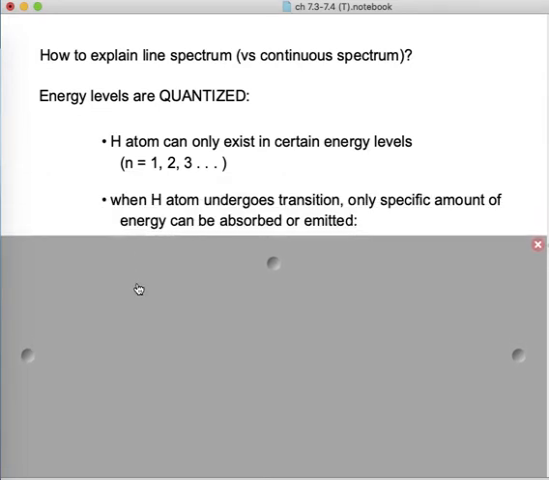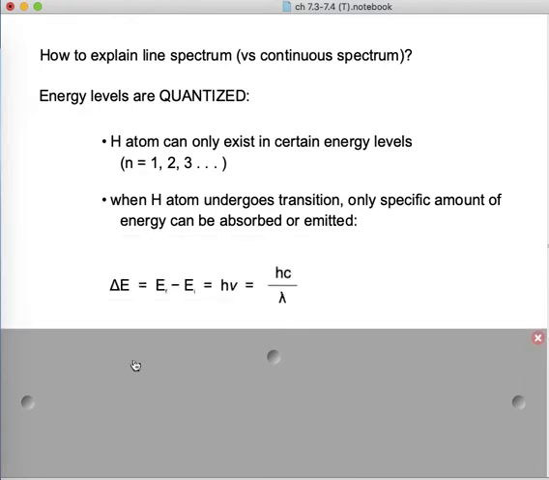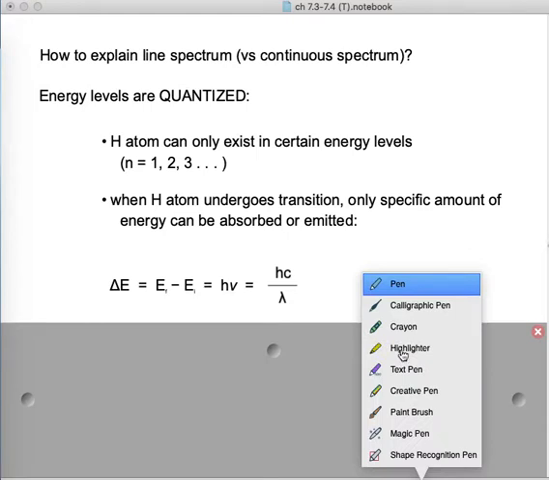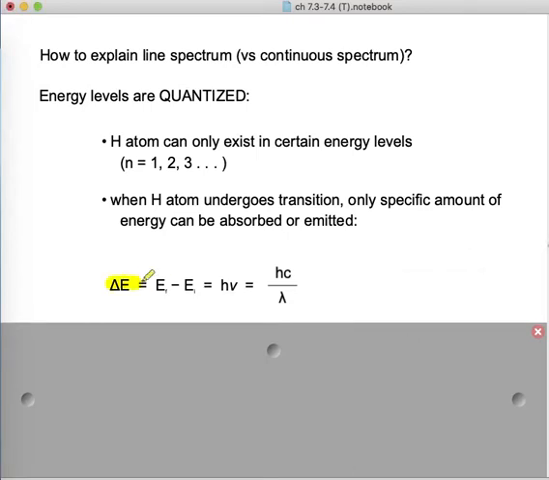When the hydrogen atom undergoes a transition from a higher energy state to a lower energy state or vice versa, only a specific amount of energy can be absorbed or emitted. And that amount of energy is reflected by the characteristic wavelength and frequency. So if I consider delta E to be the difference between the final state and the initial state, that will be reflected in the frequency of light that I observe and the wavelength of light that I observe as well.